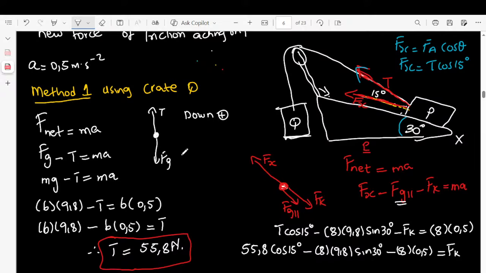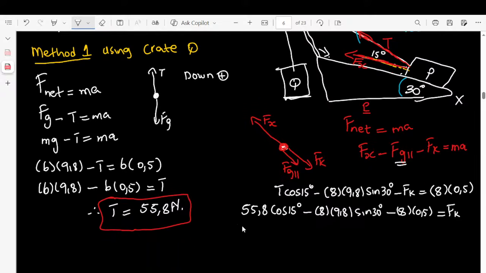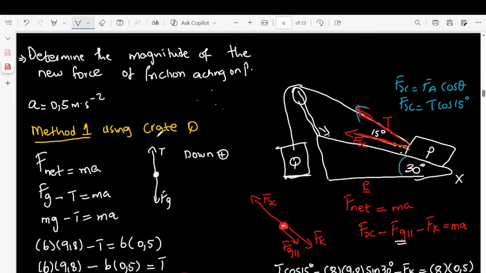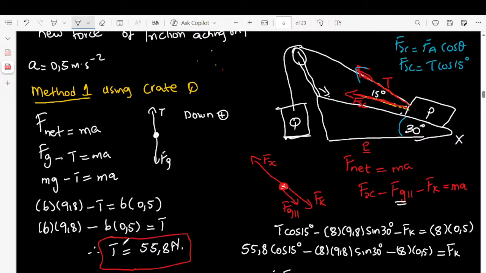Monica, which part? What's wrong? Therefore, Fk is equals to 10.7 newtons. That's my frictional force, guys. I'm going to show you. Maybe I should show you another method. But someone is lost. Monica is lost. Which part, Monica? Let me assist you. What's wrong? Remember, this is like simultaneous. We first focus on the first block, which is crate Q. We use crate Q to find tension. Then we work on it.